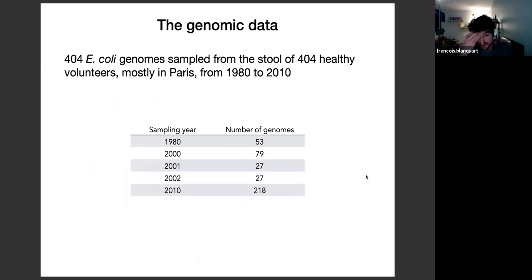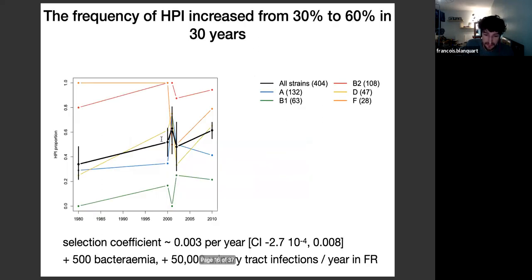And so to study the evolution of this specific virulence island, we used about 400 E. coli genomes that were sampled from the stool of about 400 healthy volunteers, mostly in Paris, and from 1980 to 2010. So this table shows the sampling year and the number of genomes. A lot of them come from recent time, but we still have decent sampling from 1980. And it's quite important that this comes from commensal E. coli, because this enables us to look at the evolution of virulence genes, whereas if you look at clinical samples, you bias upwards towards strains that are more virulent, so it's difficult to control for this bias.